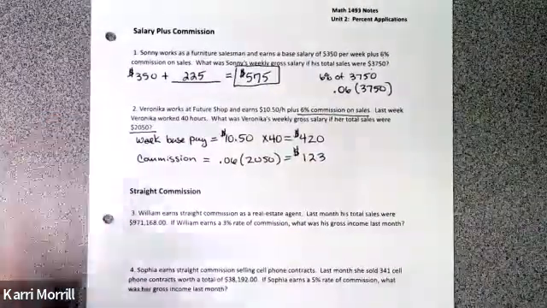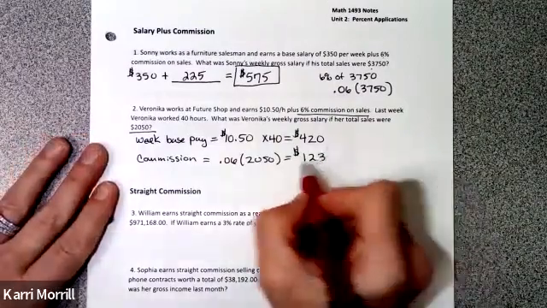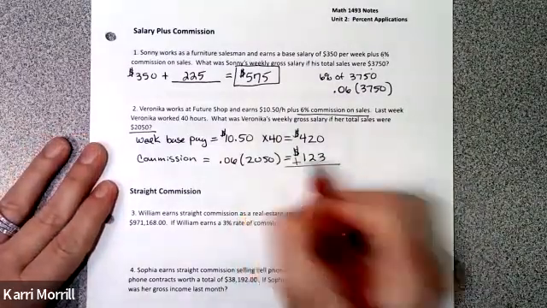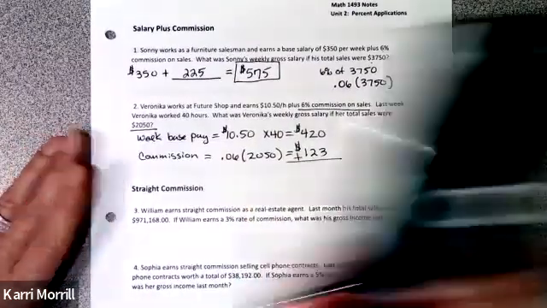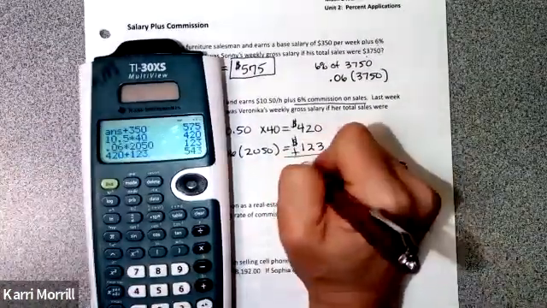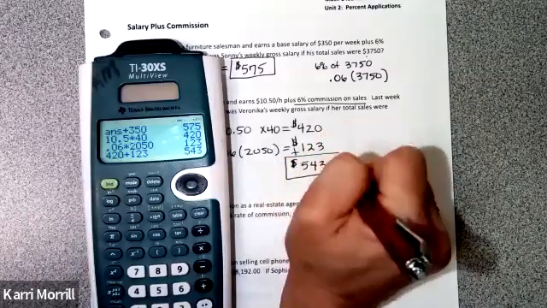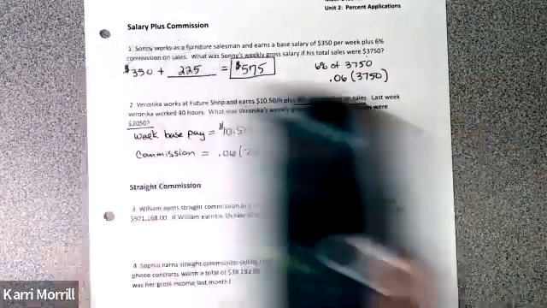So by selling whatever she sold, maybe it was a couch, her total pay would be just adding those together, right? So 420 plus 123 is 543. I don't even know why I typed it in my calculator. I think it's a habit. That would be her total weekly pay.